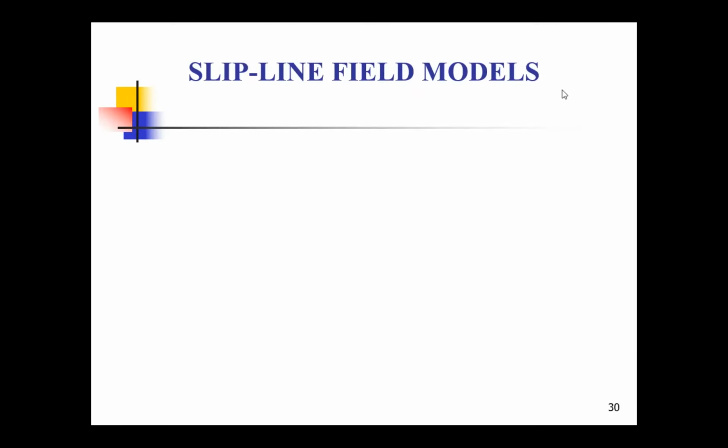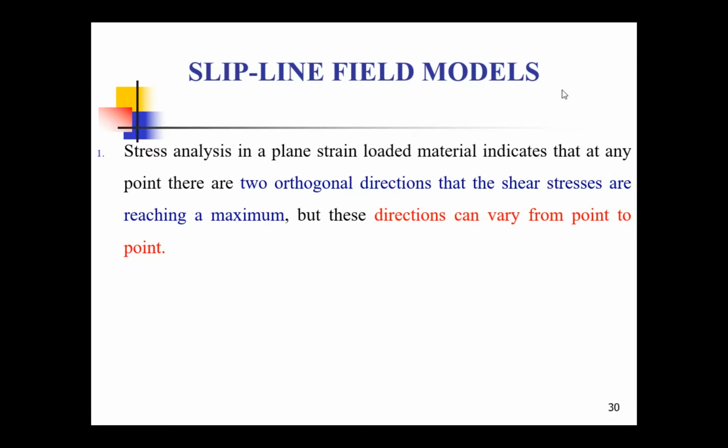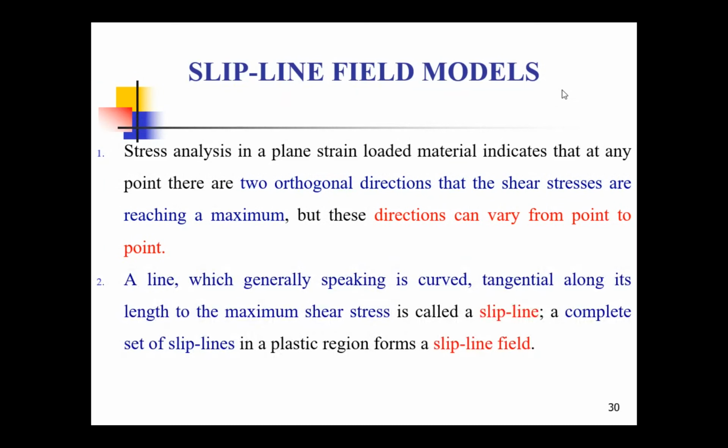Then comes the slip line field models. Whenever we calculate stress analysis in a plane loaded material, there are two orthogonal directions in which the shear stresses reach the maximum. These directions vary from point to point. That's why there are two orthogonal directions.